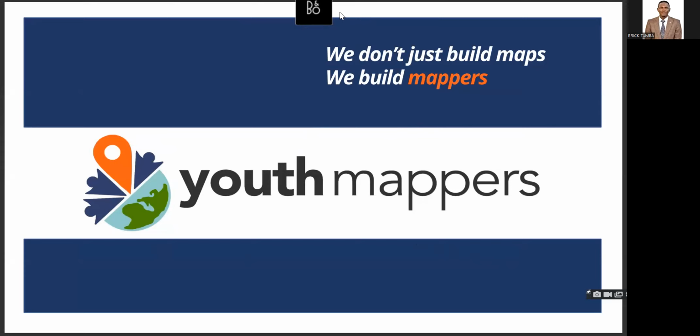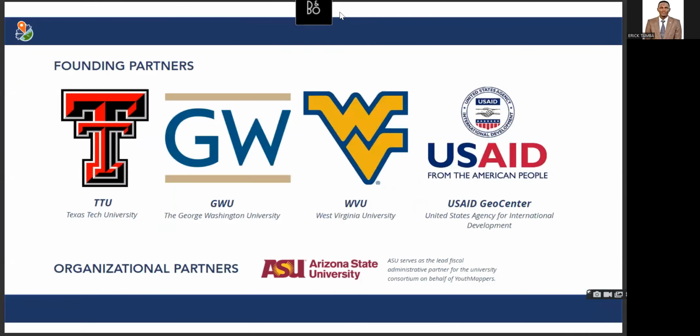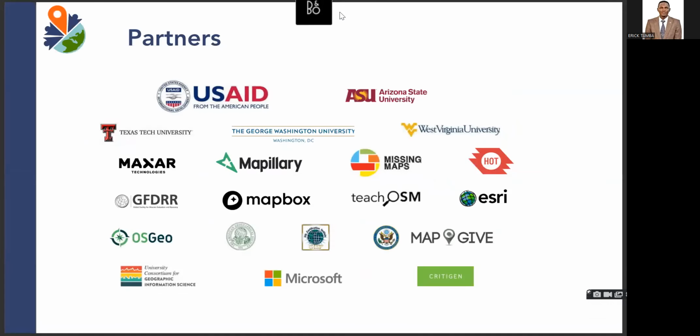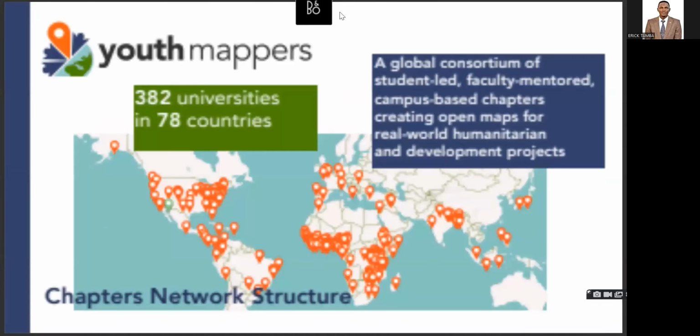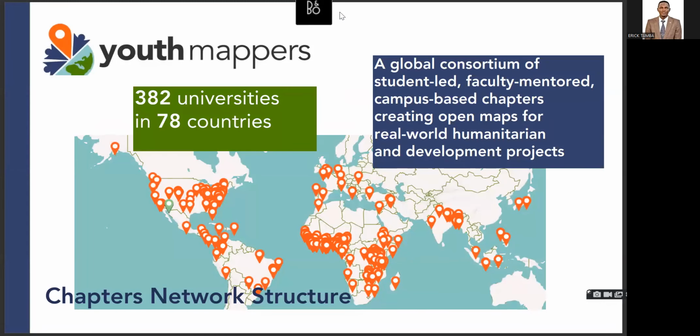Youth Mappers is a global network of university-led chapters, and these are co-founding chapters, I would say, or co-founding partners, because they were the first Youth Mappers chapters to be established. We have our organizing partner, which is Arizona State University. This program was initially funded by USAID GeoCenter. And these are some of our partners. Currently, the network has grown to 78 countries and 382 universities.